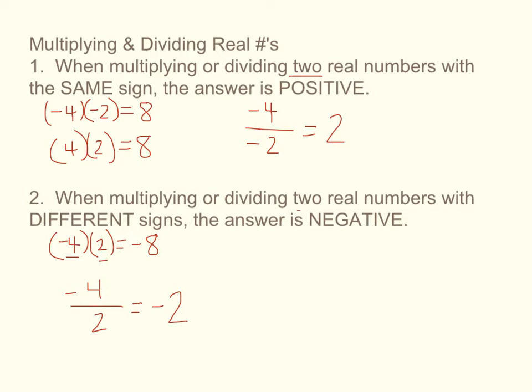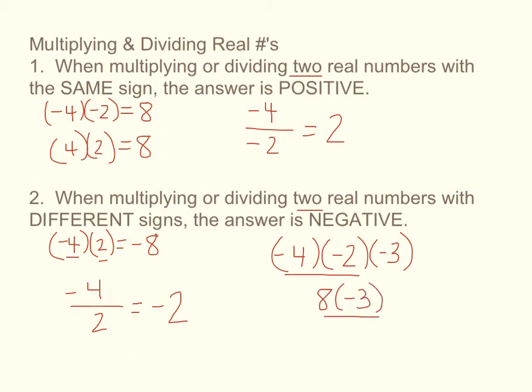Now notice that both of these say two real numbers. So if you have something that has three real numbers, let's see what happens then. So for example, here I've got negative 4 times negative 2 times negative 3. And if I multiply these first two together, negative 4 times negative 2 is positive 8. And then positive 8 times negative 3, I've got a positive times a negative. So those two have different signs, so that makes the whole answer negative. So just because you see three negatives in a row doesn't make everything positive. It's just two of those negatives make a positive, and then the third one's going to throw it back to a negative answer.